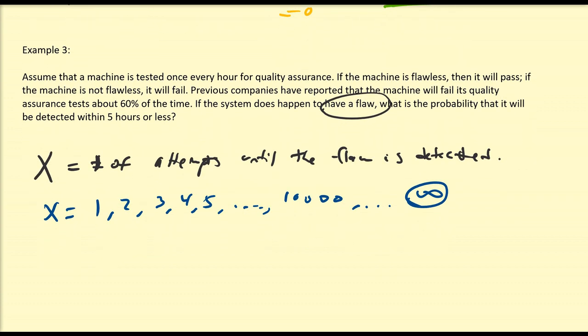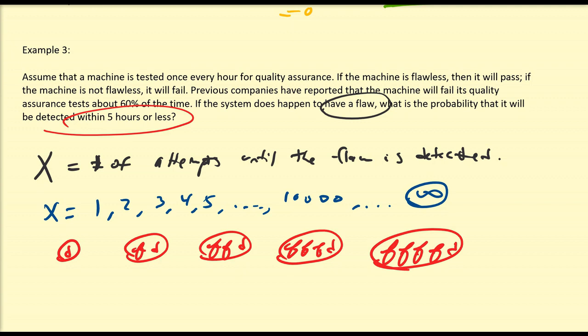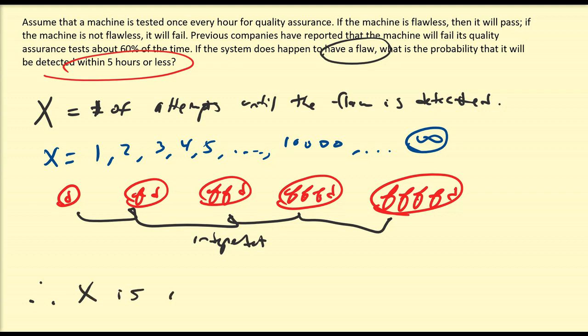So we want to know detected within the first 5 hours. So you could detect it on the first trial. You could fail to detect and detect on the second trial. You could fail, and detect on the third. Fail, and detect on the fourth. And fail, and detect on the fifth. So if we assume that these trials are independent of one another, then we can classify x as a geometric random variable.